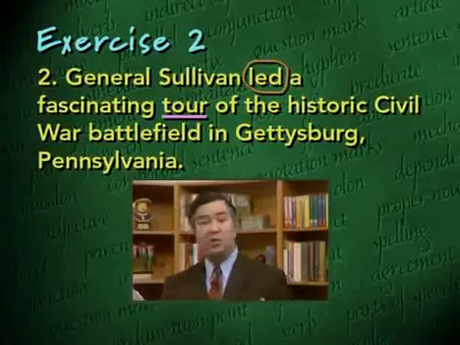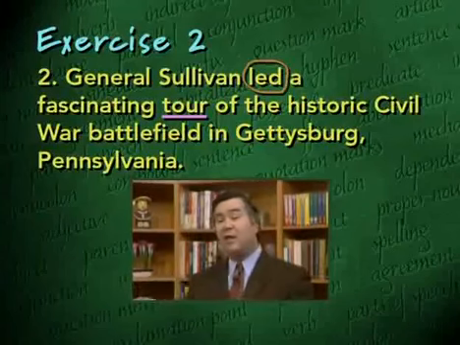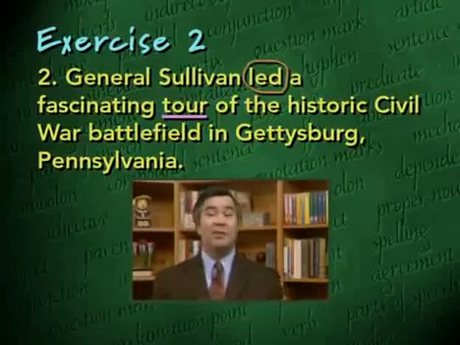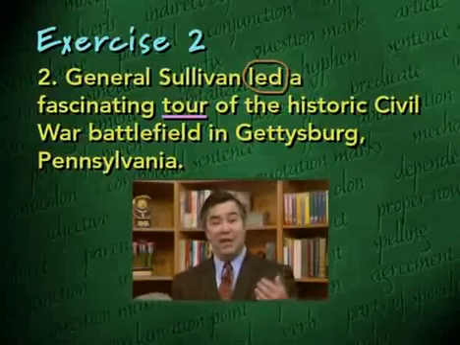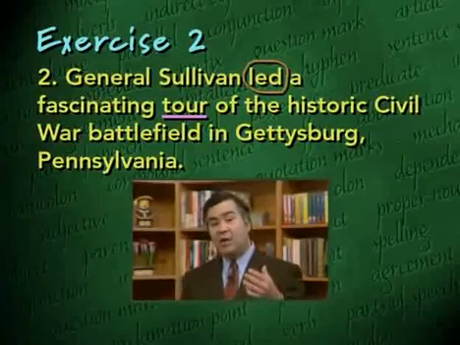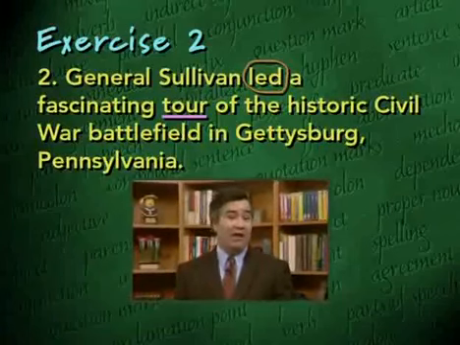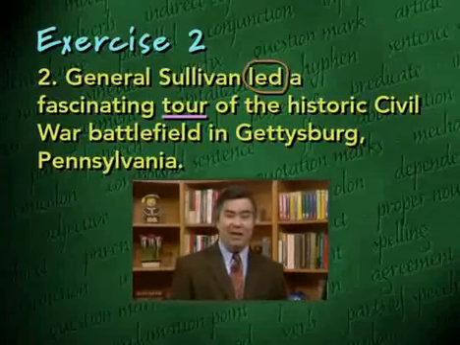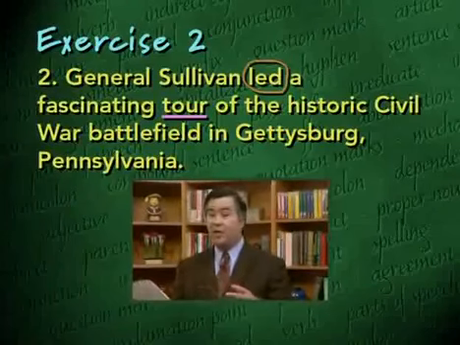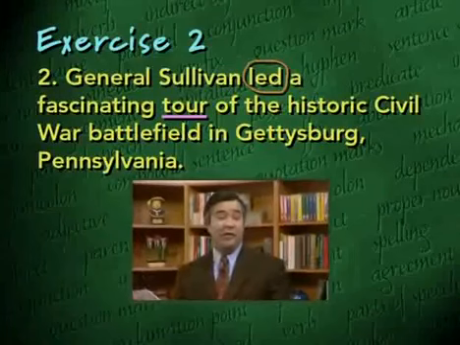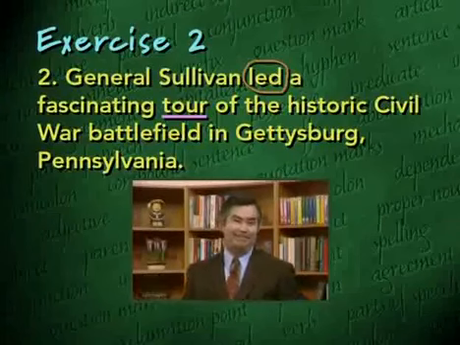What kind of tour was it? It was a tour of the historic Civil War battlefield. And where was that battlefield? In Gettysburg, Pennsylvania. Those two groups of words are prepositional phrases, and the prepositional phrases give more information about the action. They don't receive the action of the verb directly. One tip when you're looking for the direct object of a verb is that the direct object will never be found in a prepositional phrase. The prepositional phrase may give more information about the object, but the prepositional phrase will never contain the object of the verb. That's how we know that those words, of the historic Civil War battlefield in Gettysburg, Pennsylvania, don't contain the direct object. The direct object is the word tour.